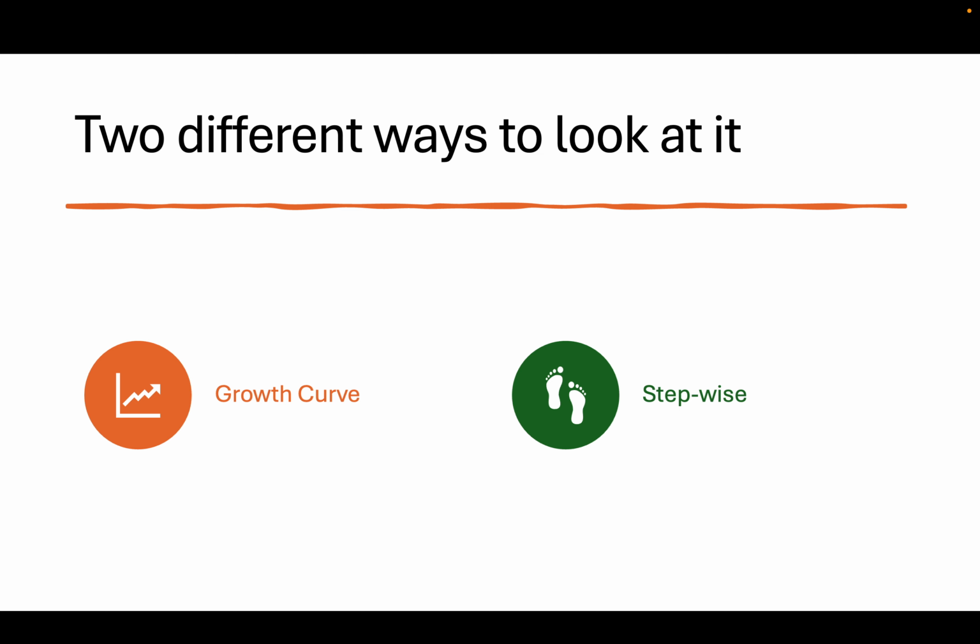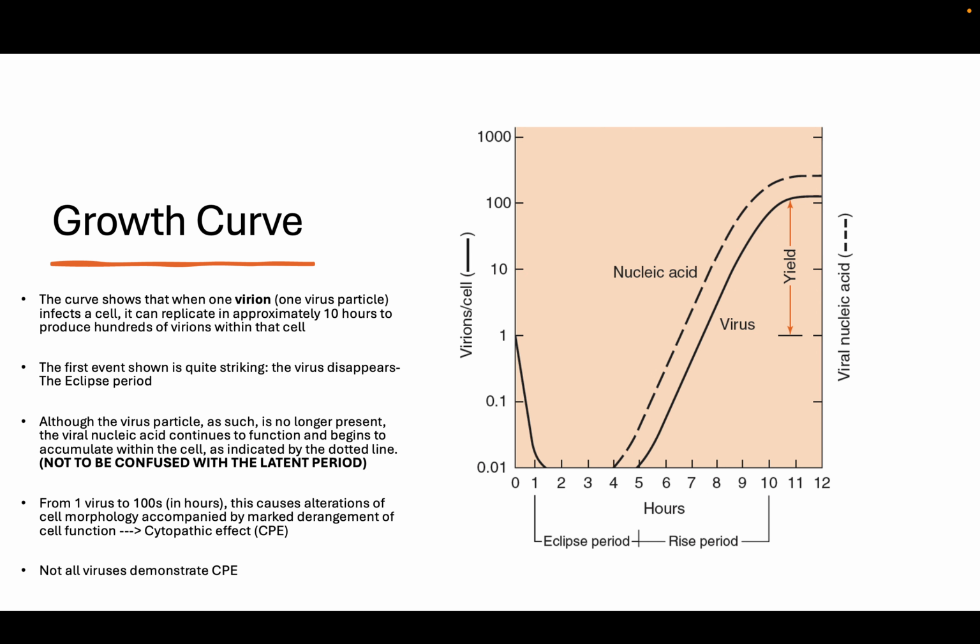And when it comes to that, there are two ways of looking at viral replication. You can look at it as a growth curve, or you can look at it in a stepwise manner. We'll be discussing both, but we're definitely going to go into much more detail about the stepwise. When it comes to the growth curve, this is literally how you can summarize what viral replication looks like. The y-axis is the amount of viruses per cell, while the x-axis is the hours. So let's imagine at hour 0, you have one cell being infected.